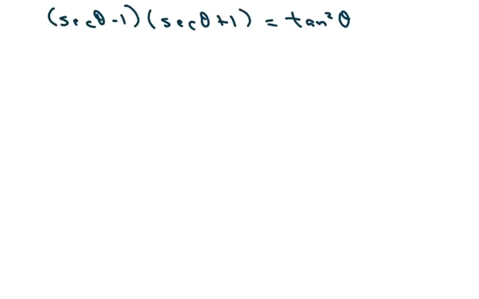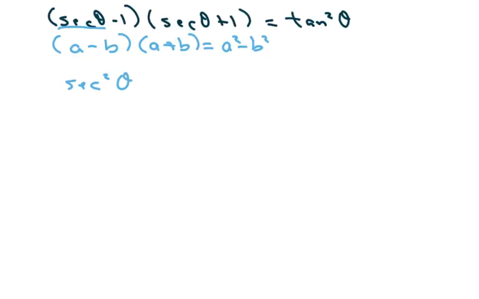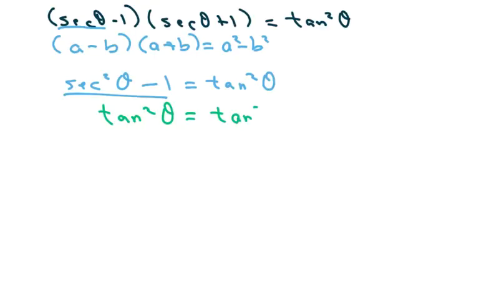And the next one, this follows the form of a minus b times a plus b. And we know that equals a squared minus b squared. So my a is secant, so I'm going to square that. And I'm going to put minus, and my b is 1. So secant squared minus 1 equals tan squared of theta. By definition, or by our identities, this equals tan squared of theta. So tan squared of theta equals tan squared of theta.